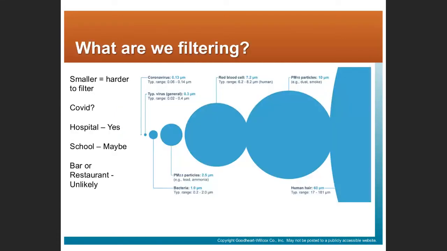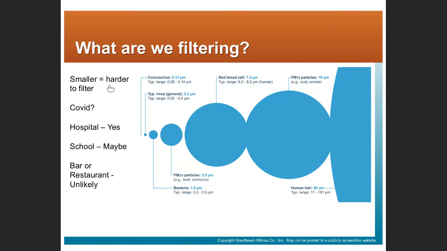Right? What are we trying to filter? That little bugger over here, that coronavirus, is a very, very small particle. So smaller is harder to filter. You see a human, by comparison, some larger particles. And then we have that little problematic coronavirus over here.